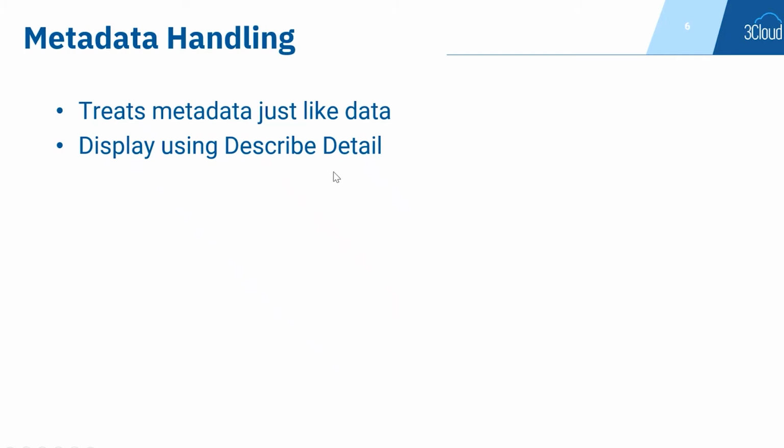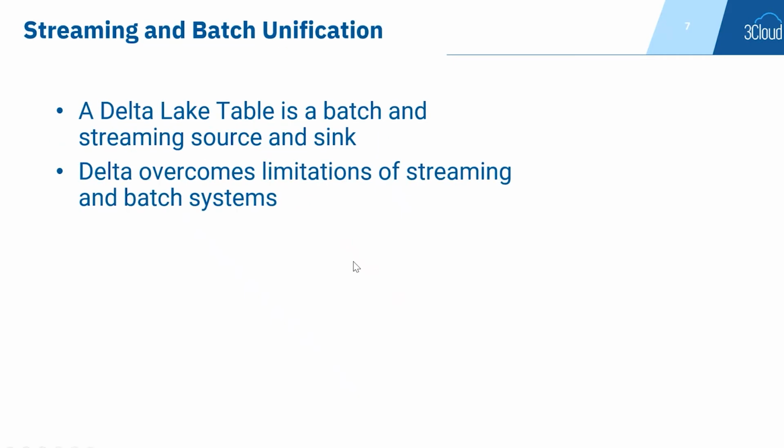So what else can we say about metadata handling? Really the only other thing I can say is that it does put the full force of Spark against your metadata, so you don't have any problems reading the metadata or understanding what the metadata is for a particular Delta table. For streaming and batch unification, what that really means is that there's no longer a need to have separate architectures for reading a stream of data versus a batch of data.